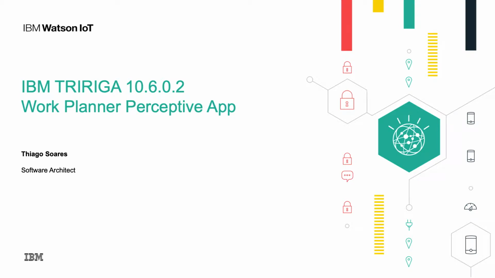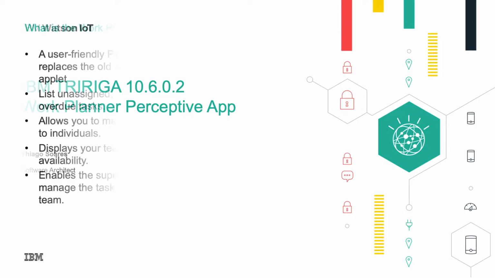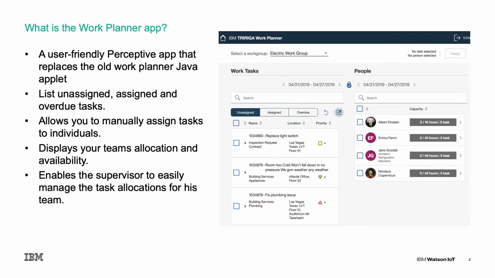I will present to you an overview of the new Work Planner Perceptive app. The Work Planner app is a user-friendly app that replaces the old Work Planner Java applet. It lists all unassigned, assigned and overdue tasks of your team, allows you to manually assign, displays your team allocation and availability, and also enables the supervisor to easily manage the task allocation for his team.